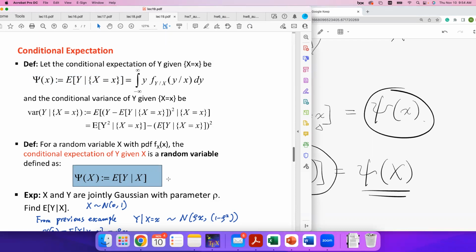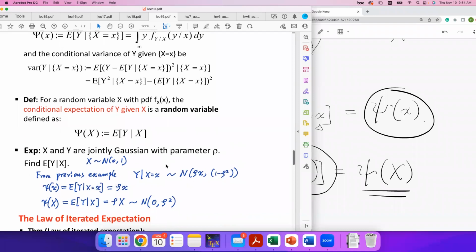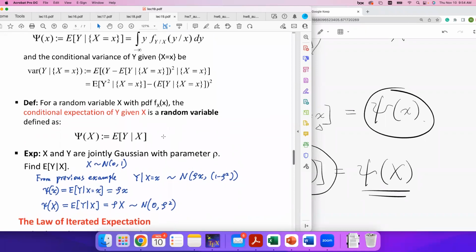So this conditional expectation is a function of your conditioned random variable, and therefore it is another random variable, phi x. Right. As an example, previously we have shown this: if x and y are jointly Gaussian with parameter rho, we want to characterize such a random variable.